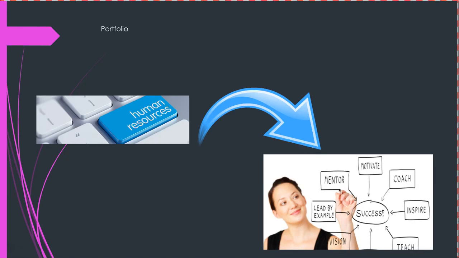I will then go into my portfolio and begin to break down the gap analysis, my current state role in human resources, into what I hope to achieve as a consultant, as well as personal and professional life coach.